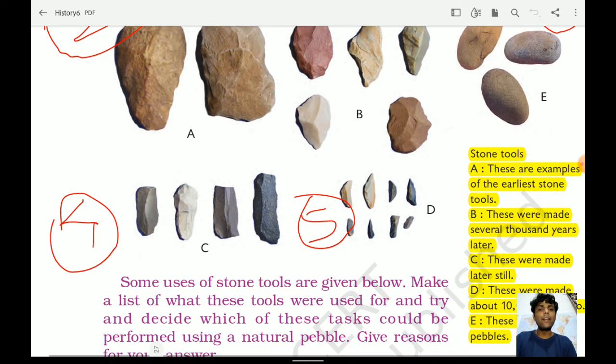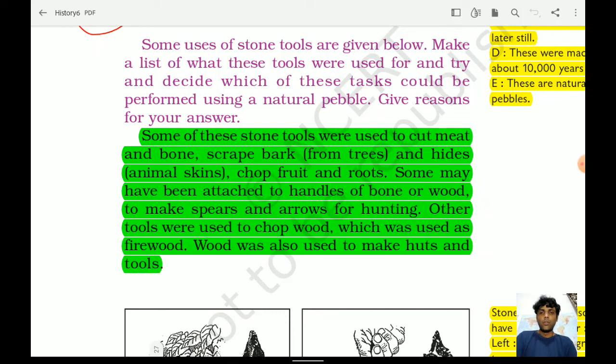Okay, so look at image D. The stones have become very small or tiny, so we can also call them microliths. Some of these stone tools were used to cut meat and bone, and scrape bark from trees, and hide. Hide means the animal skin. They must have used dead animals and removed their skin, and used it in the winter season to protect their body and keep themselves warm. That is why they must have used the animal skin.